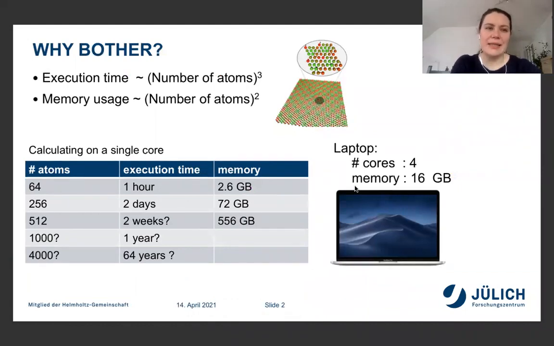The reason is that the execution time scales cubically with system size and memory usage scales quadratically. I have some estimations here in the table. If you calculate a system with 64 atoms on a single core, your calculation will be complete in 1 hour, and you will use about 3 GB of memory. Everyone's happy. But if you want to go further, if you want to calculate a larger system, are you willing to wait 2 days or more?